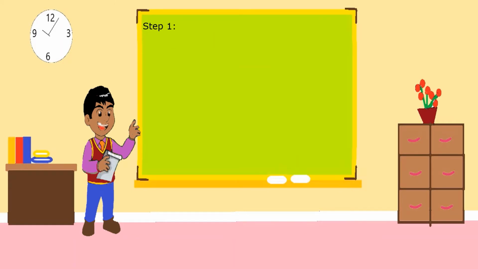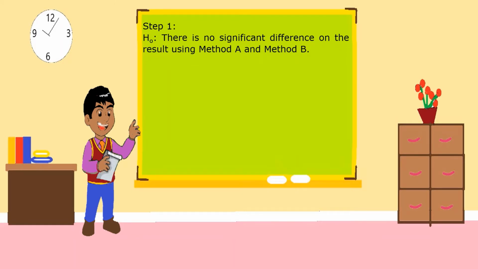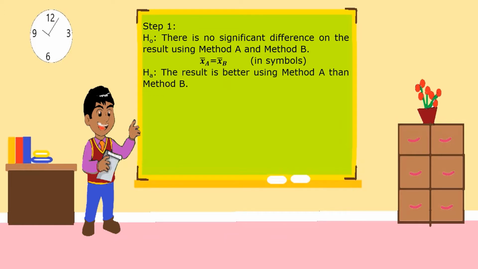Step 1. Our null hypothesis: there is no significant difference in the result using method A and method B. In symbols, the mean of A is equal to the mean of B. Alternative hypothesis: the result is better using method A than method B. Meaning the mean of A should be greater than the mean of B. And we use greater than, so it is directional.